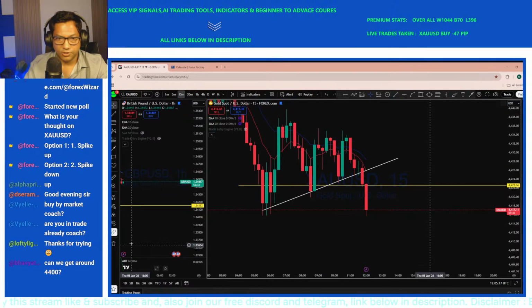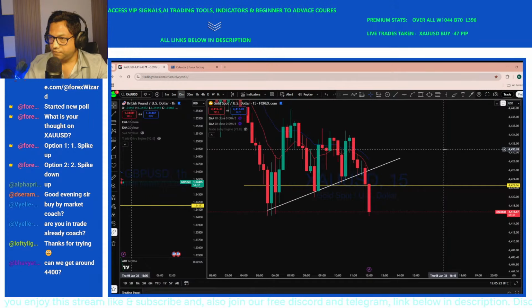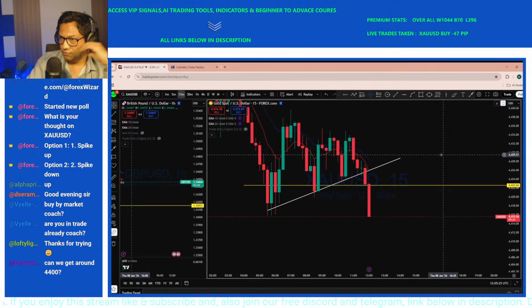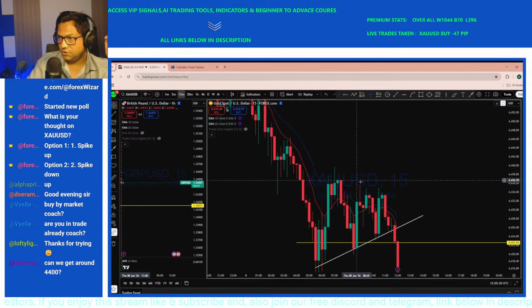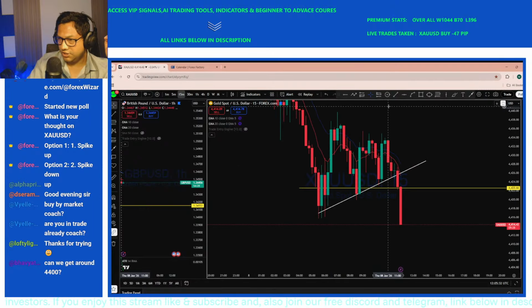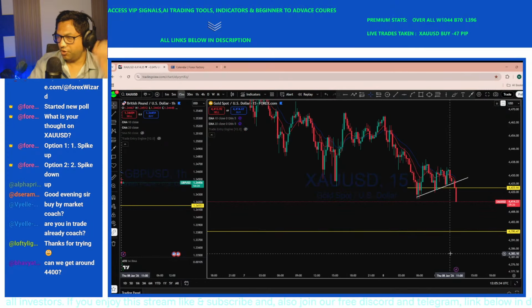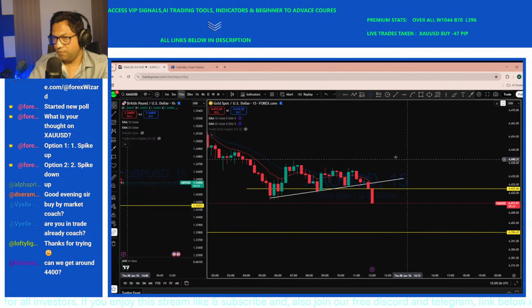Looking for further entry. Can you get around? So there is a multiple rejection that has driven the price back below.